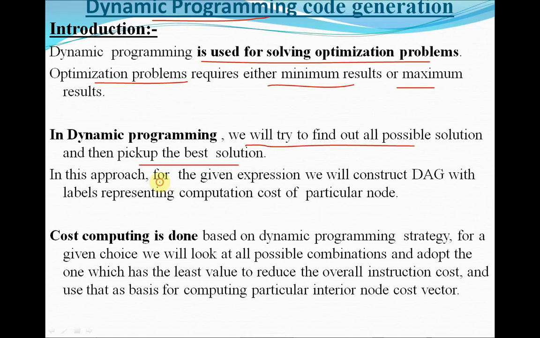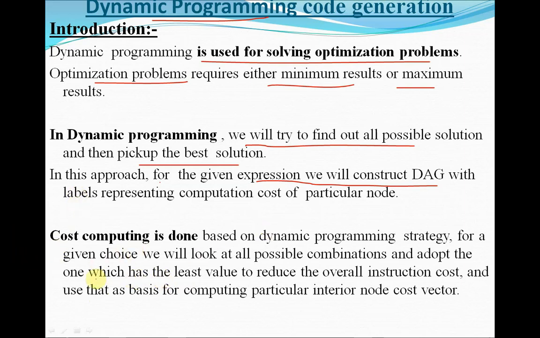So for this process, the expression is translated into DAG representation, directed acyclic graph, and we will try to define the labels for each node of the DAG so that we can calculate the minimum, optimized cost of generating such target code for the given subtree.